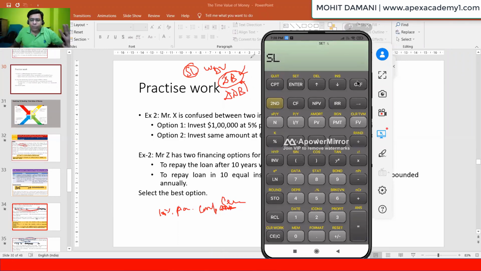Now SL, I am doing it for straight line because understanding straight line is very easy. Let me first show you what it has. LIF stands for life.